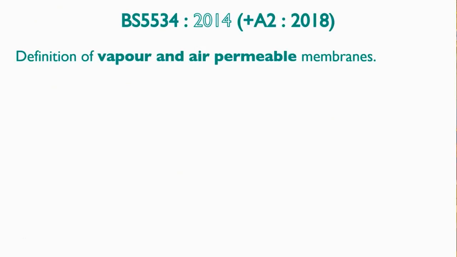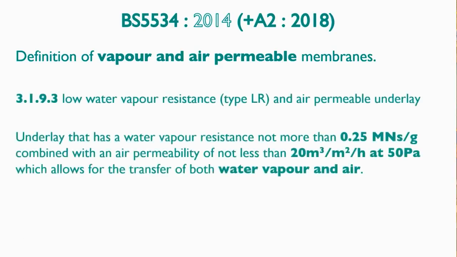BS 5534 also contains definitions on membrane types and also specifically defines for the first time what performance is required for an air permeable membrane. Under the definition given in BS 5534, an air open permeable underlay must have a vapour resistance not more than 0.25 meganewton seconds per gram and an air permeability of not less than 20 cubic metres per square metre per hour. This removes any uncertainty about whether or not an underlay can be treated as air permeable, but does not, however, address any effect of increasing or decreasing air permeability.